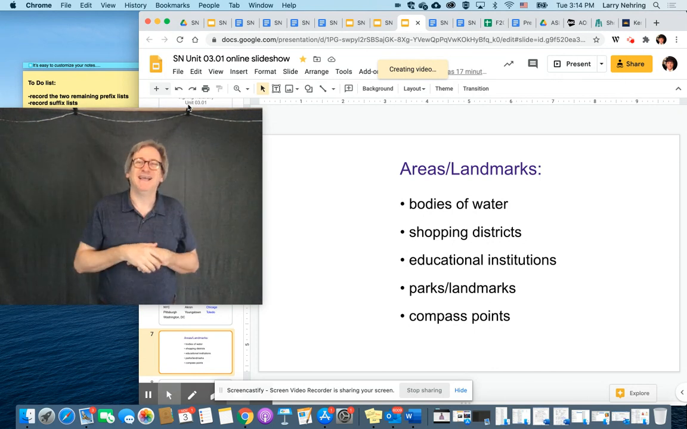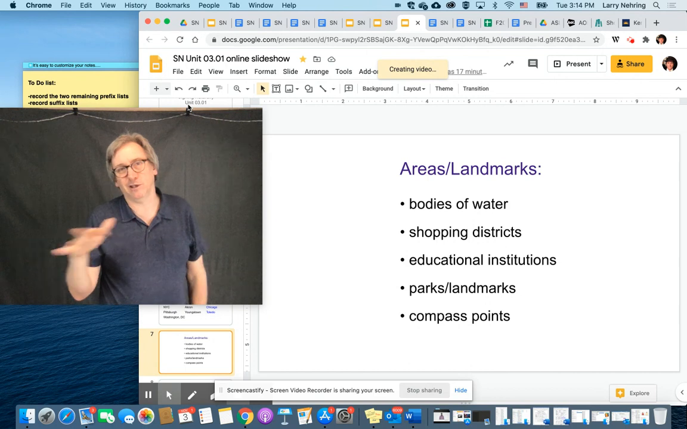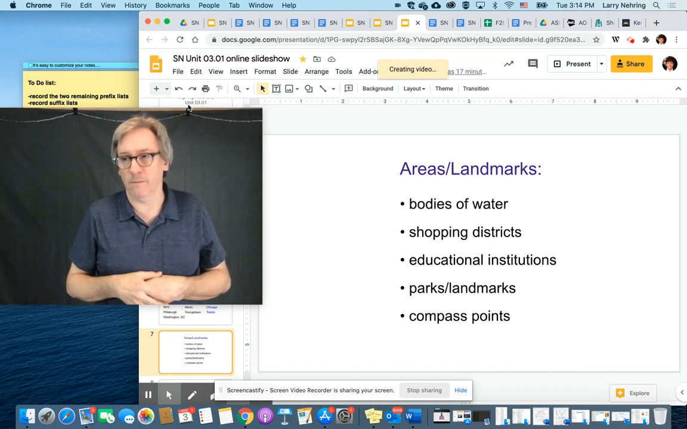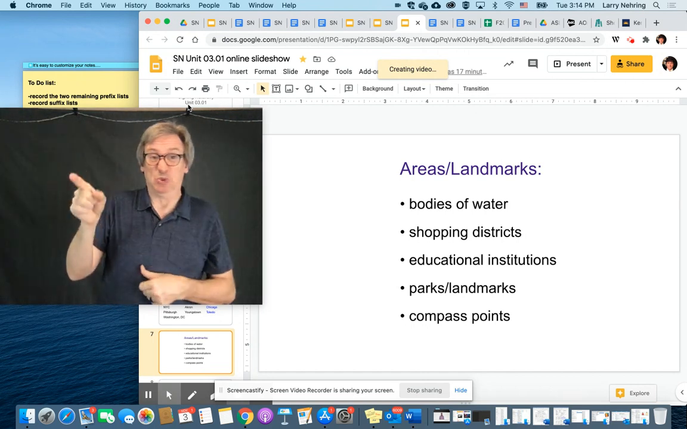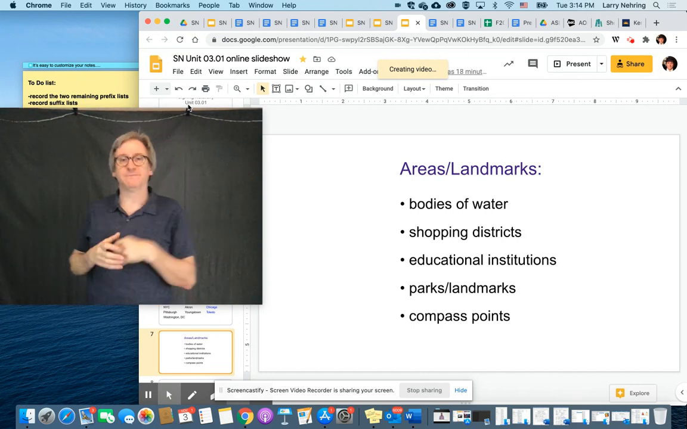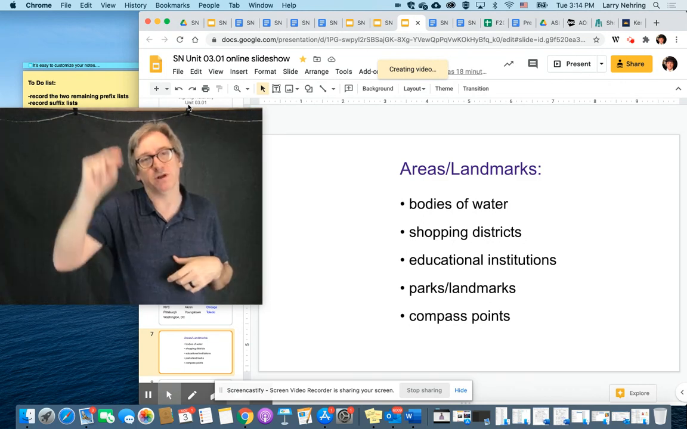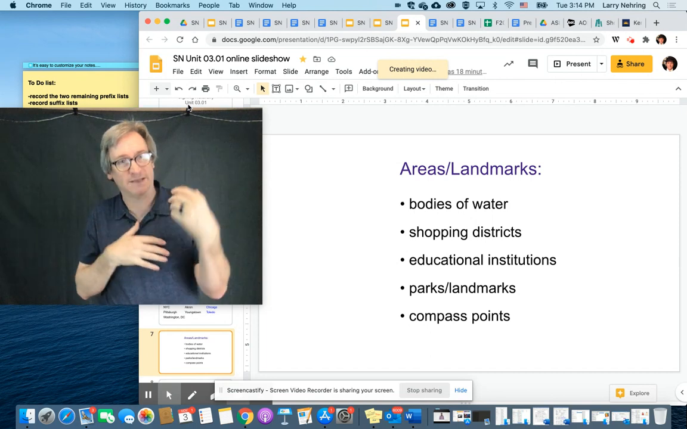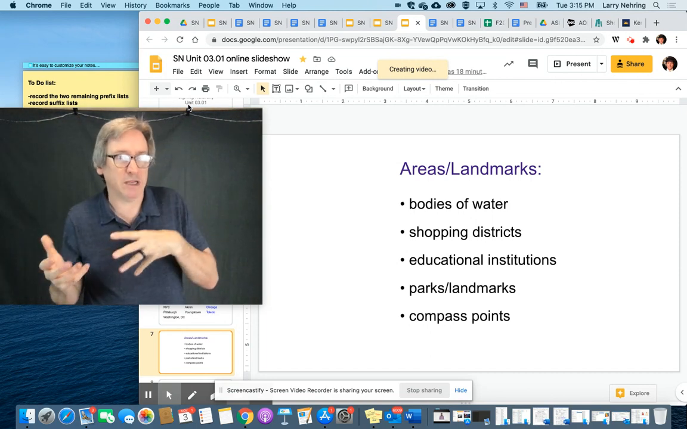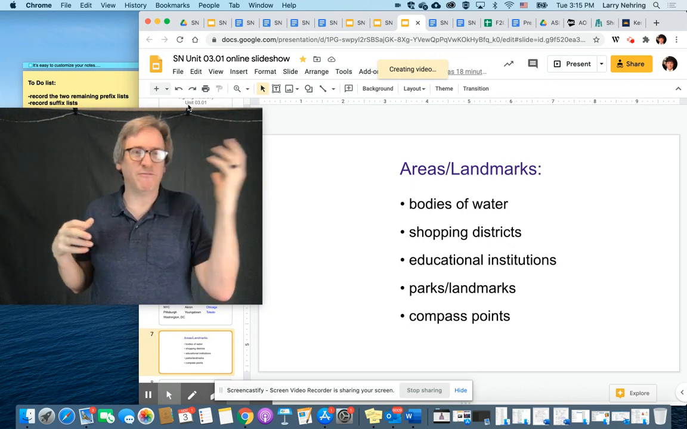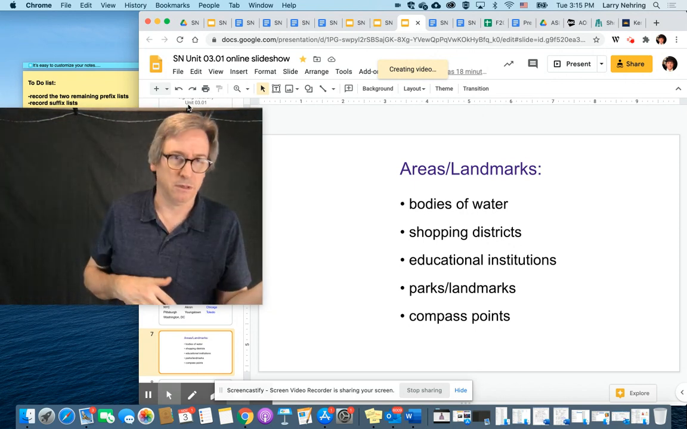Parks. Landmark is anything you might have to spell. Maybe the statue called progress. And then the compass points, north, south, east, and west. So think about how you normally talk about the town you came from. What's around it, how you let people know, oh, well, it's like 5 miles from Kent.